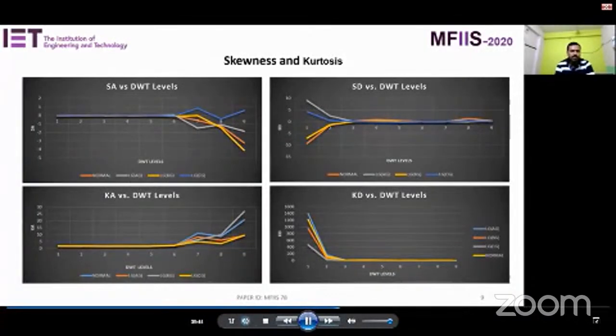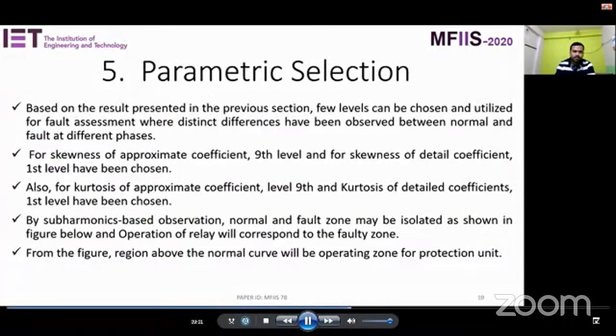under SA versus DWT levels, SD versus DWT levels, K versus DWT levels, and KD versus DWT levels. That is skewness and kurtosis, approximate as well as detailed coefficient nature, we have shown by using these 4 diagrams.